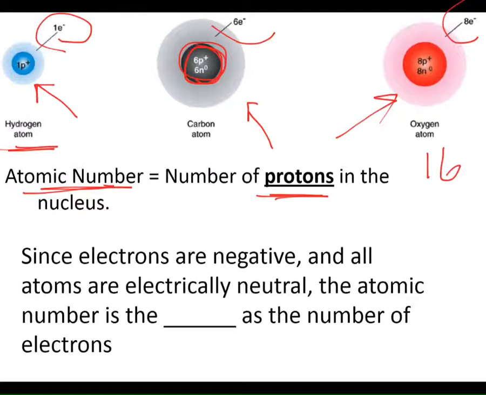When it comes to, let's fill this sentence in. Since electrons are negative, E negative, and all atoms, I'm telling you, are electrically neutral, that means that the atomic number is the what as the number of electrons? Yeah, it's the same as, right? Because what's another word for atomic number?